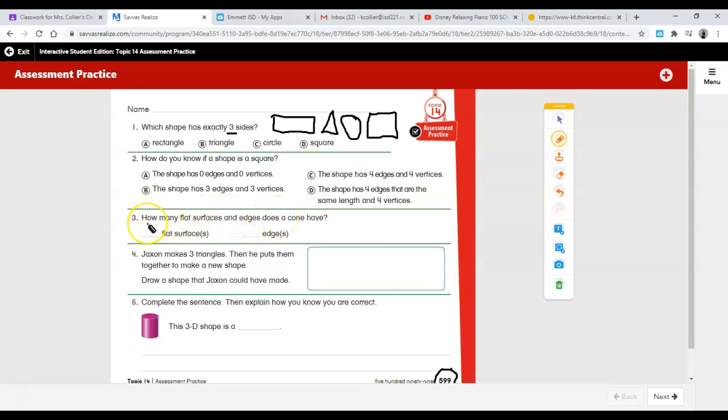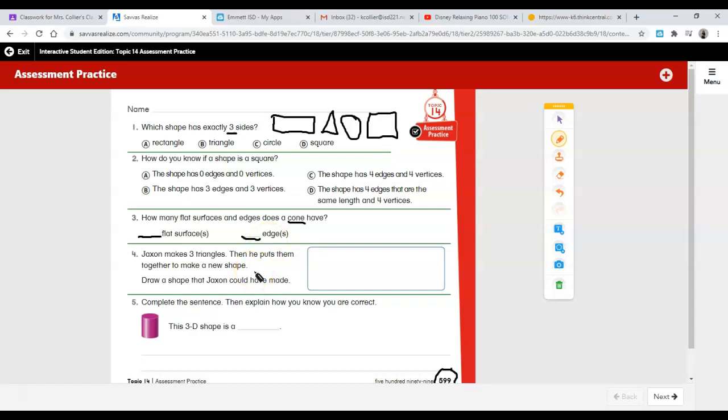All right, number 3 asks us, how many flat surfaces and edges does a cone have? If you remember the shape of a cone, it kind of looks like an ice cream cone turned upside down. So think about a cone. In the blanks here, it wants you to write the number of flat surfaces a cone has, and how many edges a cone has.